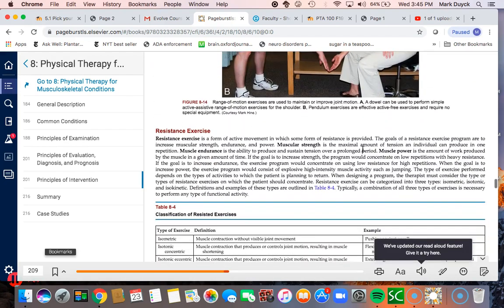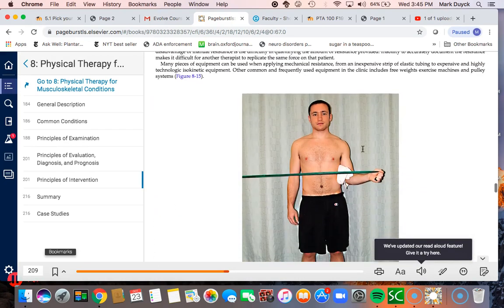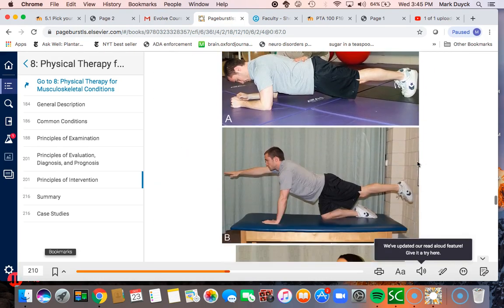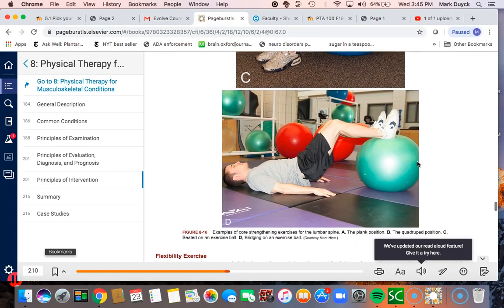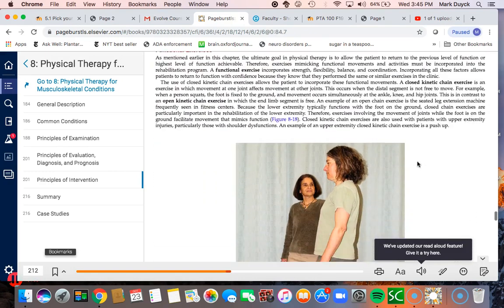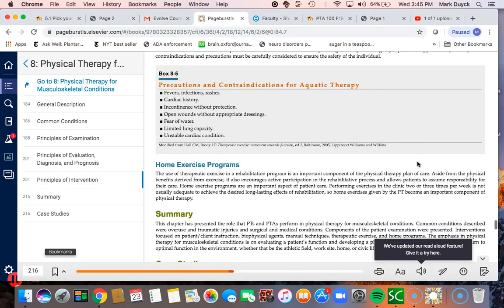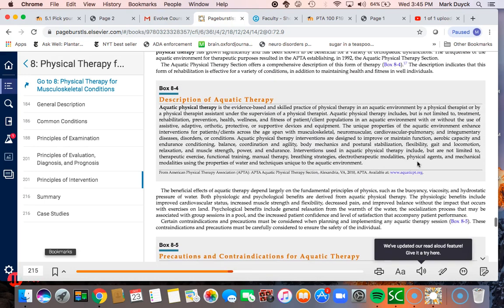And know the categories of exercise: range of motion, resistance. I think that's really important. Some examples of that. Get familiar with the term core training. Balance. And then finally, I think the section on precautions around aquatic therapy, you'll learn this in more detail in 101 lecture. But to know the precautions and the description of aquatic therapy, I do want you to know these two categories. And that covers this chapter.